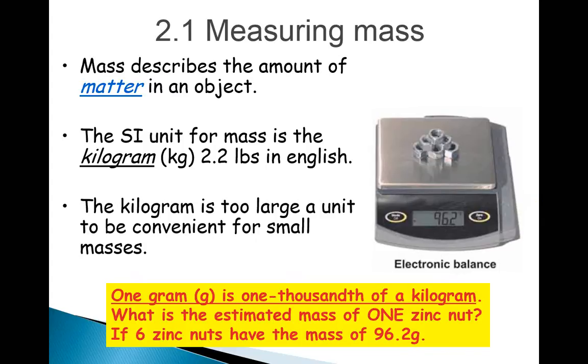Mass describes the amount of matter in an object. The SI unit for mass is the kilogram, kg. We also know that as 2.2 pounds in English. The kilogram is typically too large of a unit for us to convert, so we tend to use just the gram as our main base unit in metric. It's actually 1,000th of a kilogram, which means it takes 1,000 grams to make up 1 kilogram.